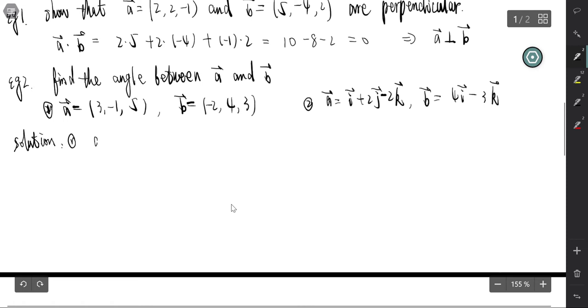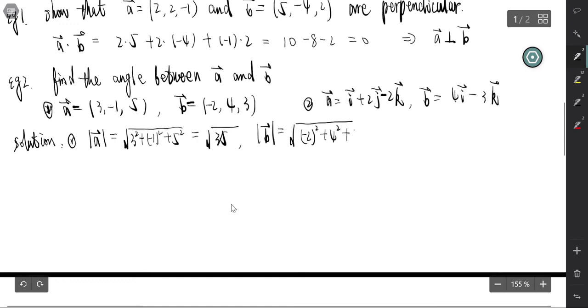We first compute the length of A and B. The length of A is the square root of 3 squared plus negative 1 squared plus 5 squared. That is 9 plus 1 plus 25, so that is the square root of 35. And the length of B equals the square root of negative 2 squared plus 4 squared plus 3 squared. That's 4, that's 16, that's 9, that is the square root of 29.